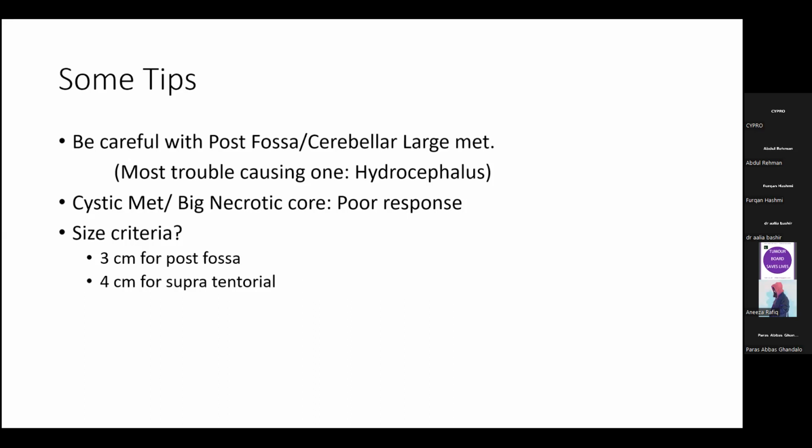But as a general rule, what we do in the supratentorial lesions, if it is a solitary lesion and if it is more than 4 centimeter size, it's preferred to have a surgery, debulking, total resection. And in the posterior fossa, because there is no space, even some small lesion can cause a lot of trouble there. So 3 centimeter size in the posterior fossa, and if it is a surgical lesion, better to push them for the surgery.